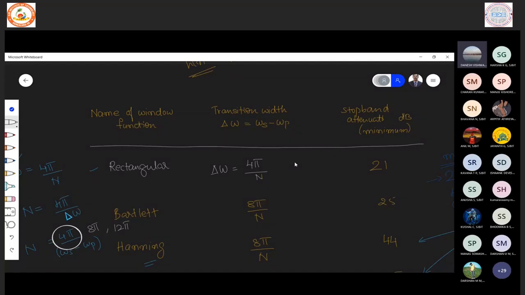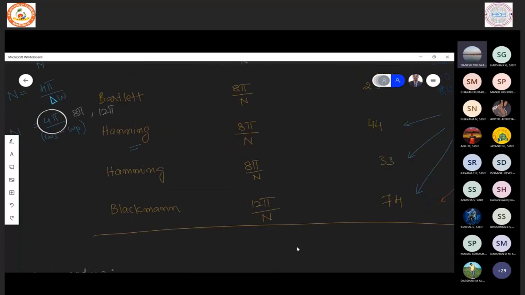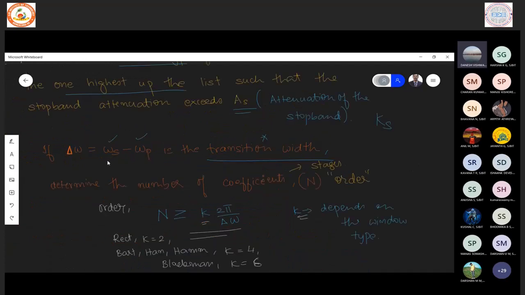First step, given the minimum value of AS, we check the table and select that window type which is highest up in the table. In step number 2, we calculate the transition width, which is delta omega, the difference between omega s and omega p. And from that we obtain the value of order. So n is chosen to be greater than or equal to k times 2 pi by delta omega.